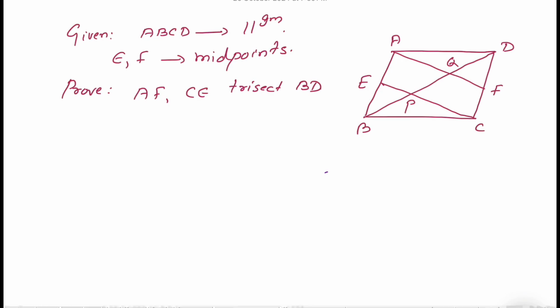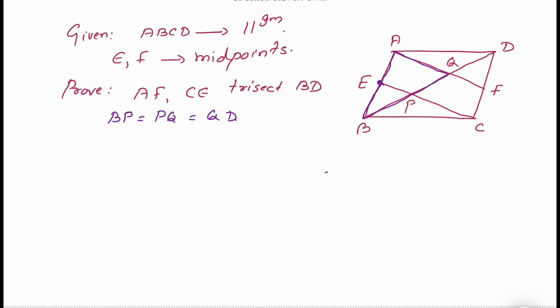So the next question: given ABCD is a parallelogram, E and F are midpoints. You have to prove AF and CE trisect BD. Trisect means dividing into 3 equal parts. So you have to prove BP is equal to PQ is equal to QD. So to prove that, if you consider the triangle AQB, you have to prove BP equal to PQ. That is, P is the midpoint of BQ is what you have to prove. You have E as the midpoint given.